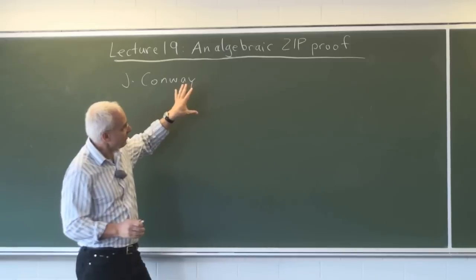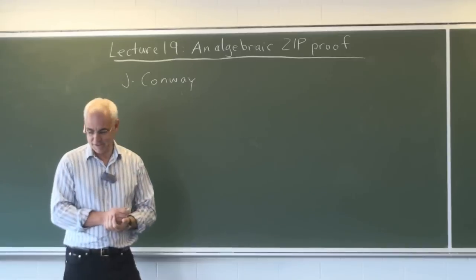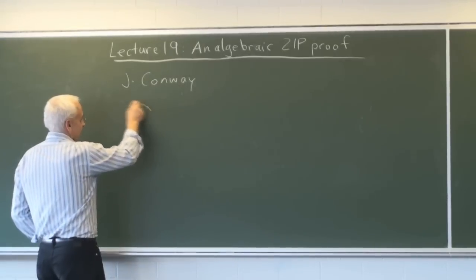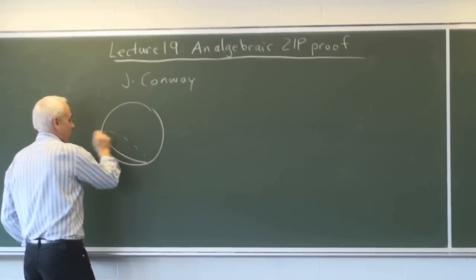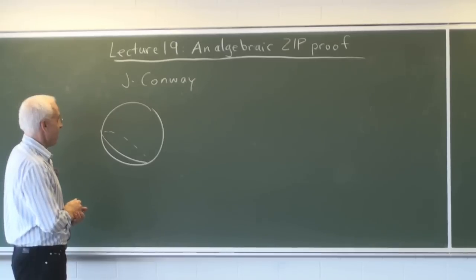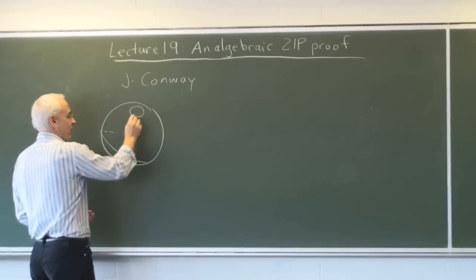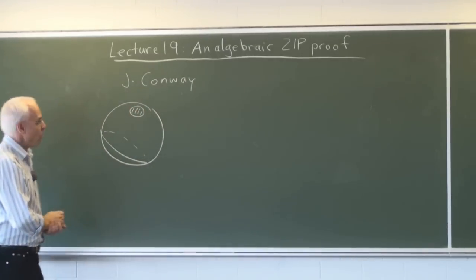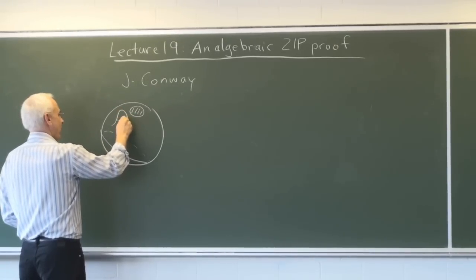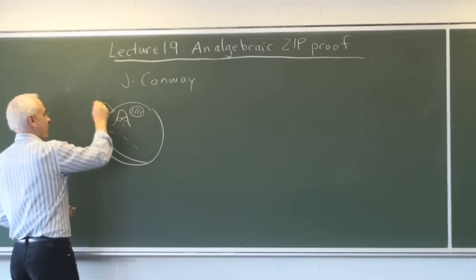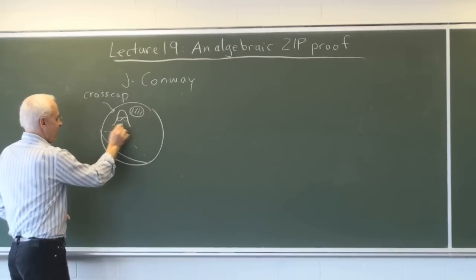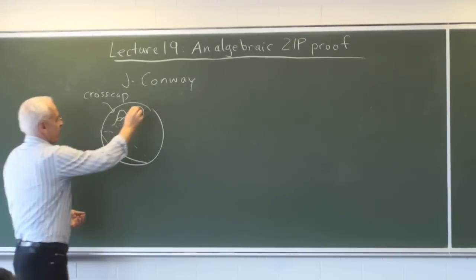I'm going to present a rather algebraic look at Conway's zip proof. So what is the basic idea? Well, Conway likes to work with spheres, and spheres with additional structures put on them. What kind of additional structures? Well, for example, holes. So we could imagine having a hole. Or we could imagine having a cross cap. Maybe a picture like this. It's supposed to be a cross cap. That's like a projective plane glued to the sphere. That one's a hole.